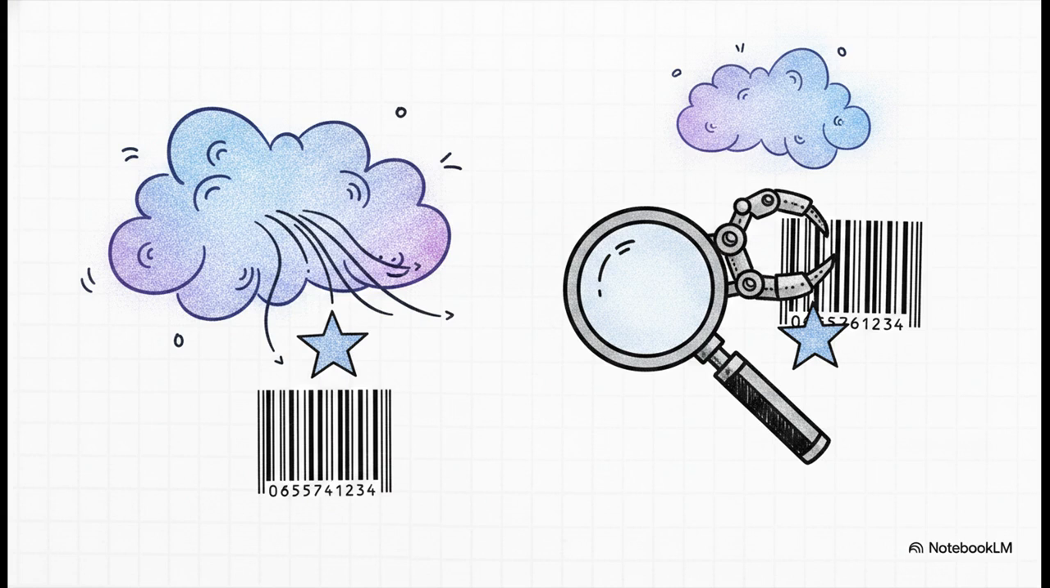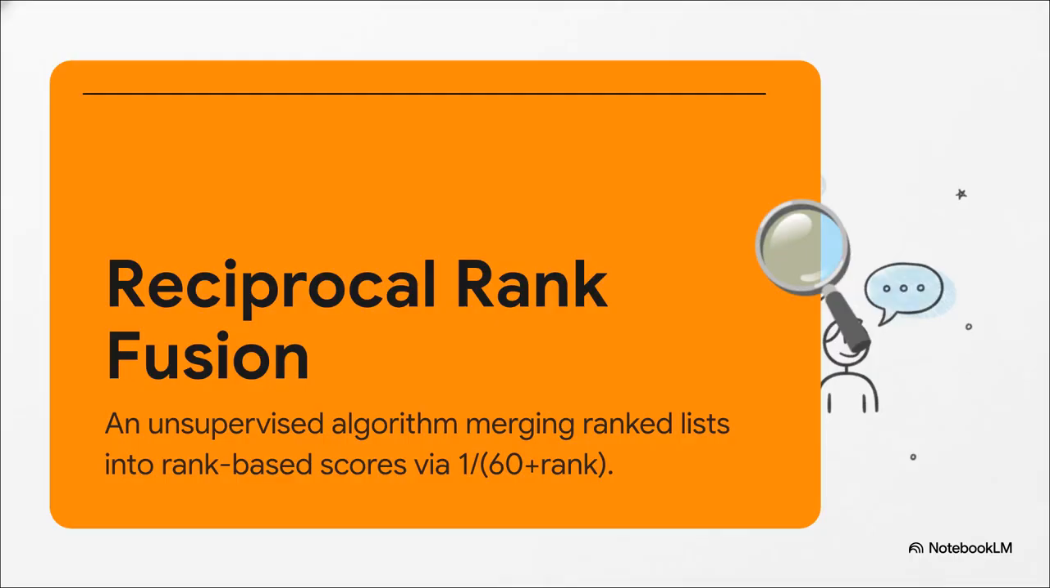But if you rely purely on sparse BM25 keyword search, you'll nail those exact identifiers, but you'll totally miss the semantic intent when a user asks a question using different words than what's in your text. So the solution is actually pretty elegant. Run both in parallel and merge them.